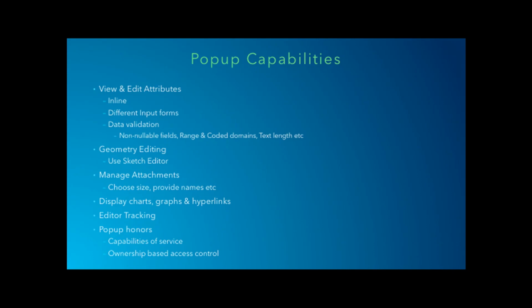And pop-ups also support editor tracking. It can display which user created the feature and edited it when. And pop-up honors the settings that are provided at the service level. For example, if your ArcGIS service has a capabilities setting that only allows add operation, then the default pop-up would not show edit or delete button. It would just allow you to add. Similarly, if the ownership-based access control is set up so that non-owners can only edit features, they cannot delete them, again in that case the pop-up wouldn't show the delete button. So you get all these just by using the default pop-ups in iOS.